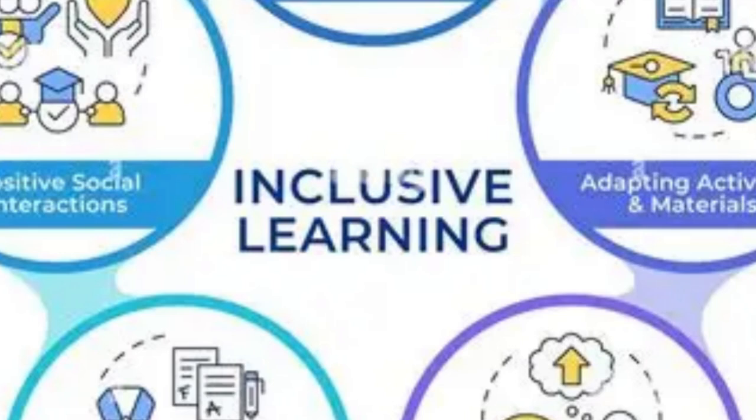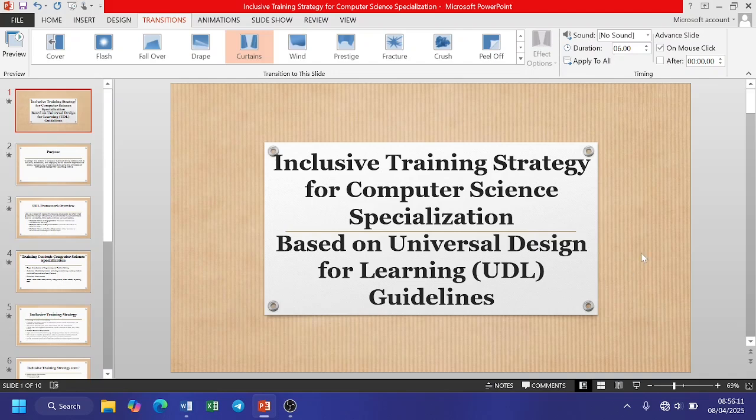Alright, ladies and gentlemen, as we have said, we are going to look at the inclusive learning strategy that we have prepared with us here. Inclusive training strategy for computer science specialization based on inclusive universal design for learning UDL guidelines. So we are going to look at how the strategy will operate and how the strategy will incorporate UDL guidelines. So let us begin.